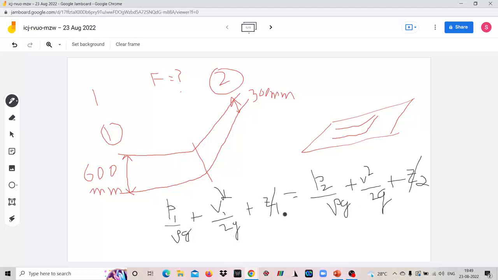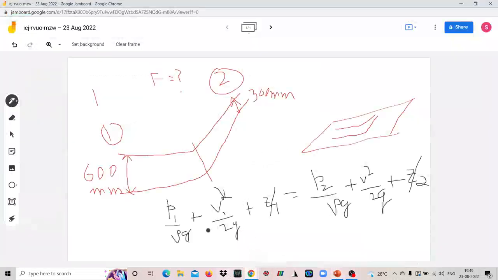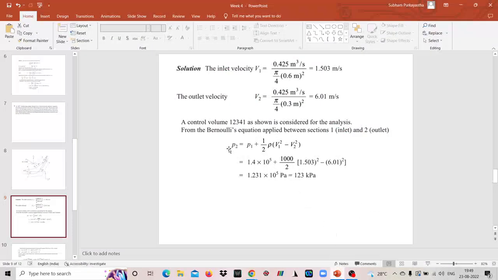So what is left? P1 by rho g, V1 square by twice g, P2 by rho g, V2 square by twice g. P1 is given to us, and we need P2, V1 and V2. So we need P2. With a little manipulation you get P2 is equal to P1 plus half of rho V1 square, and so on. The acceleration due to gravity is there in all the terms, so g will get cancelled out, leaving this expression. You put in the values and you will find P2, which is approximately 123 kilopascal. So we have obtained P2, and that is the first part of the problem.